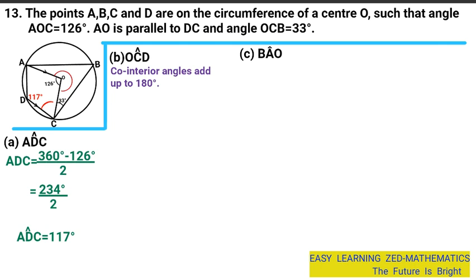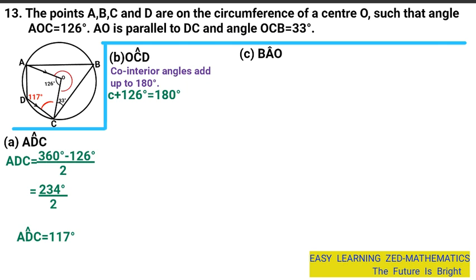That means when we add 126 with the angle down there, we should get 180 degrees. The two co-interior angles are 126 and angle OCD, which should add up to 180 degrees. So I'm going to write an expression, and that angle I'm just going to call C: angle C plus 126 degrees is equal to 180.